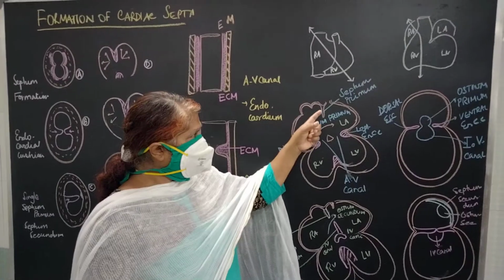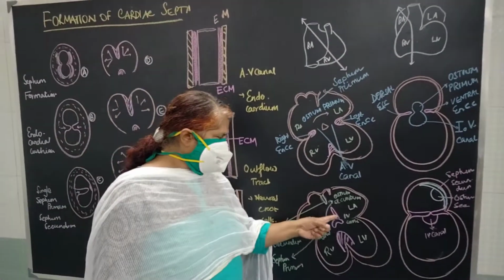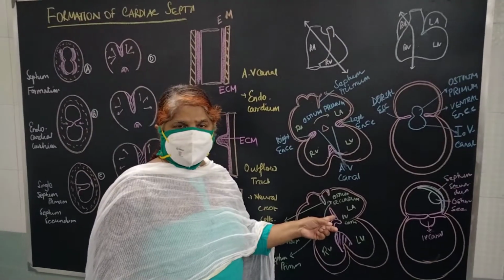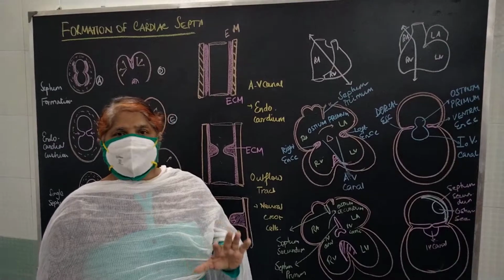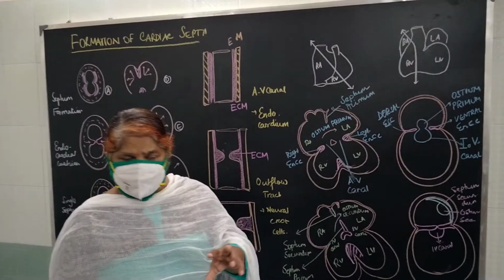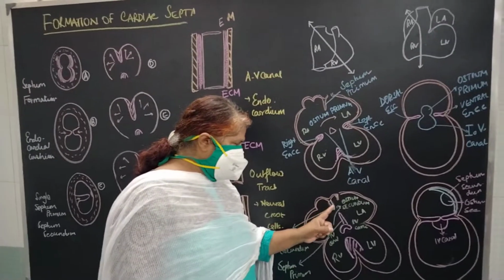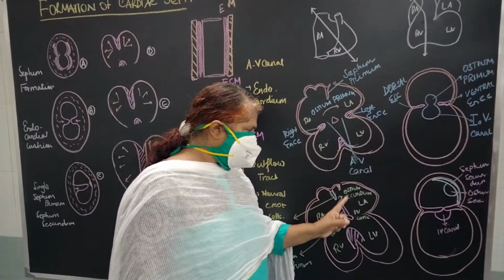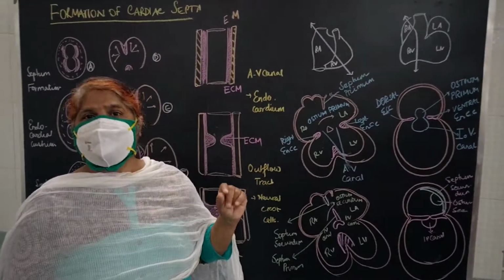Now the septum primum, which is coming from above, is detached and mixed up with the septum primum of the endocardial cushion to become the septum intermedium. So the septum intermedium has the endocardial cushion component along with the septum primum, and there is a gap created between the septum secundum and the septum intermedium. This is called the ostium secundum. Okay, and that is otherwise called the foramen ovale.